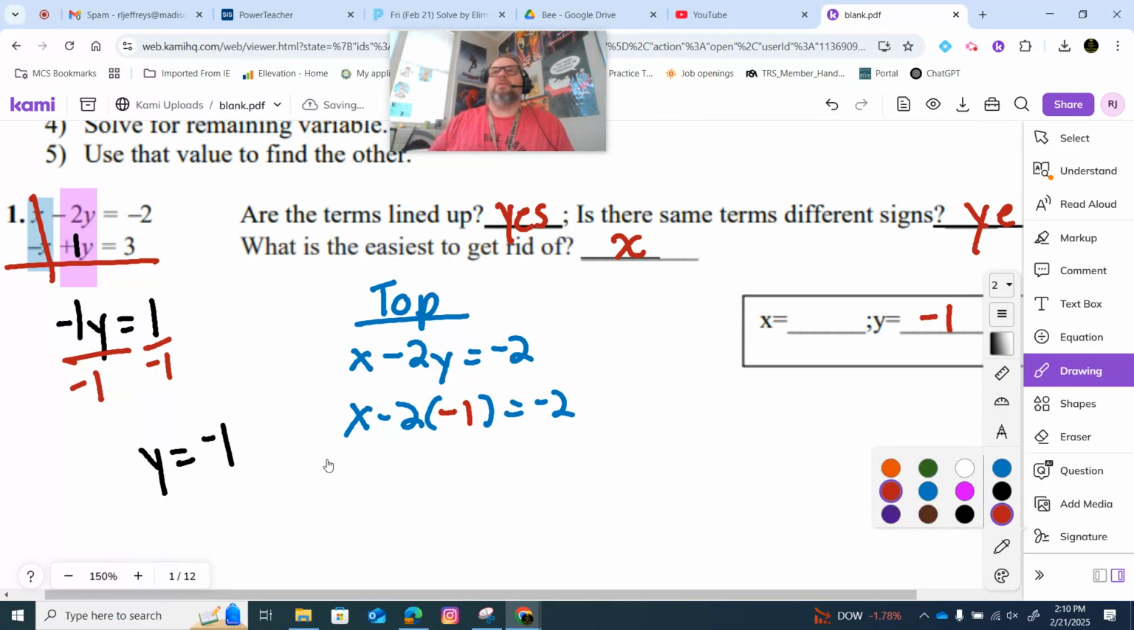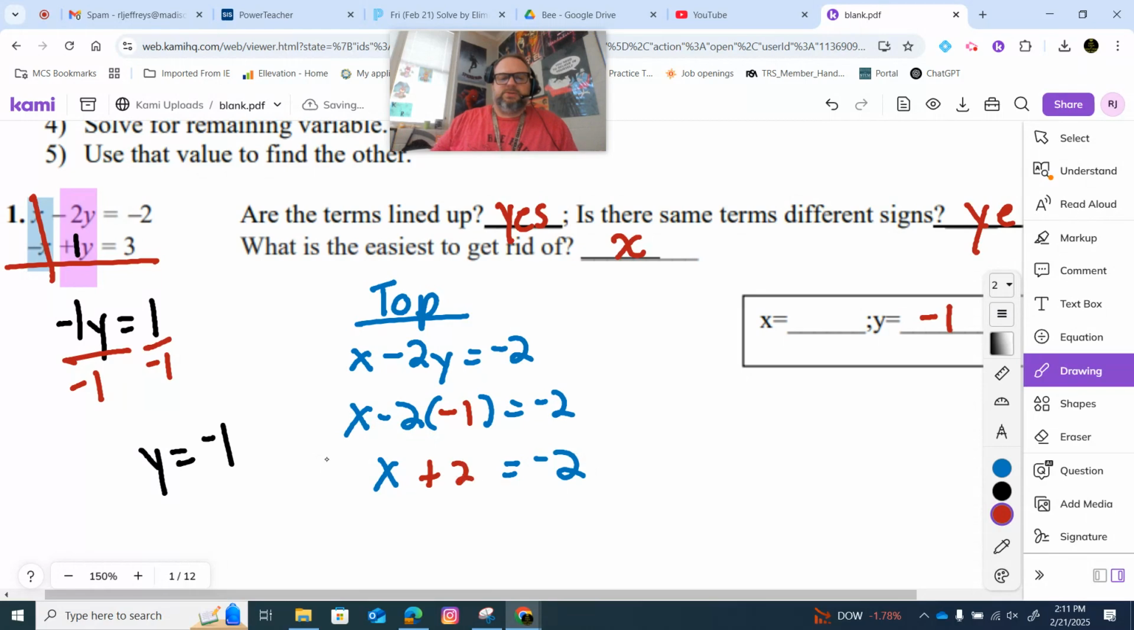It's understood to have a 1 in front of it. Yes, it does. All right. So now we plugged in our negative 1. This is negative 2 times negative 1, which is a positive 2.